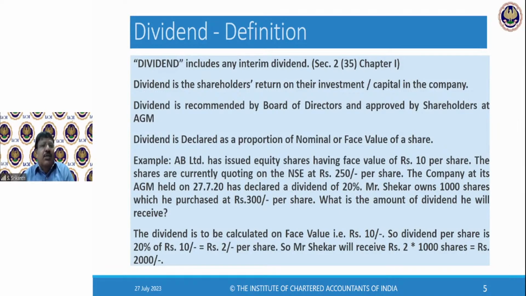Dividend is the shareholders' return. Dividend is recommended by the board of directors and approved by shareholders. Shareholders cannot decide what will be the dividend. Shareholders cannot decide whether there will be dividend. If the board says no dividend, go, get out. That's all. Nothing can be done. Shareholders cannot object unless it is done with intention to mismanage the company. Very difficult. Merely non-declaration of dividend is not a debt.